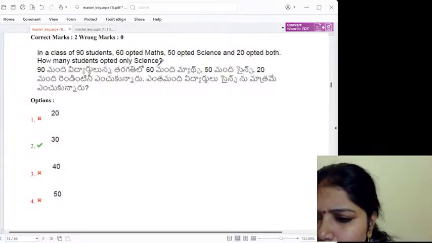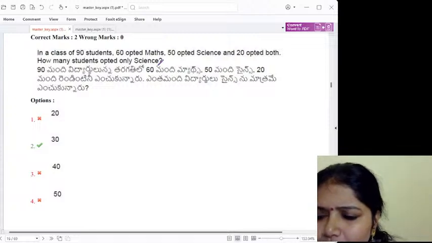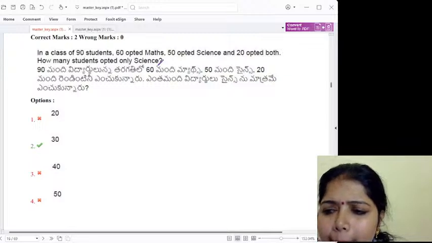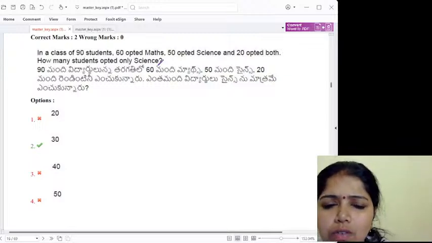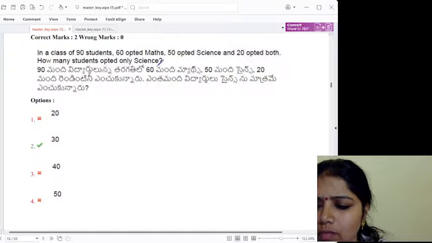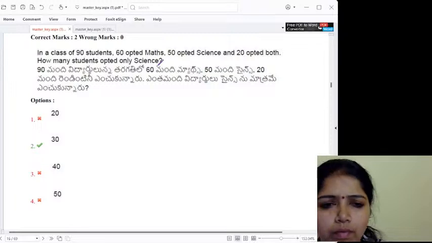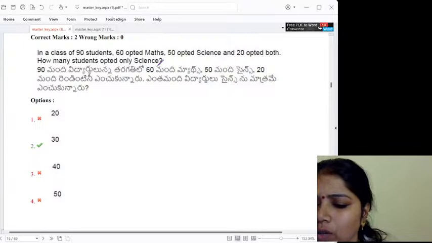Any clarification so far? Any clarification so far? Yes. Any doubts so far?